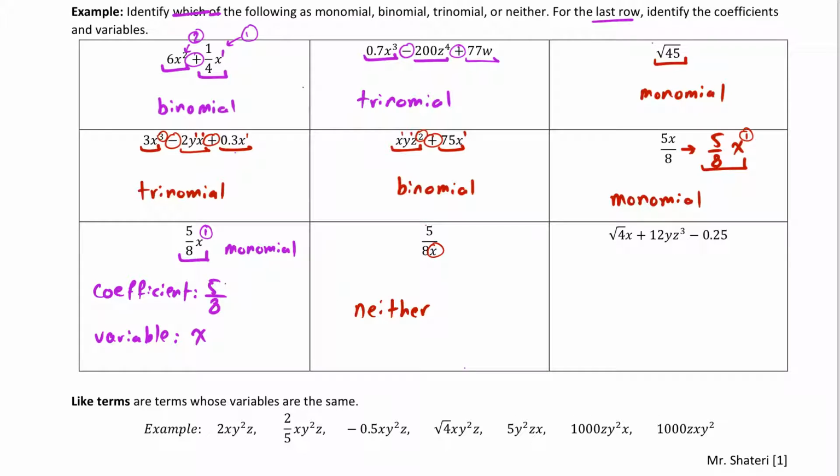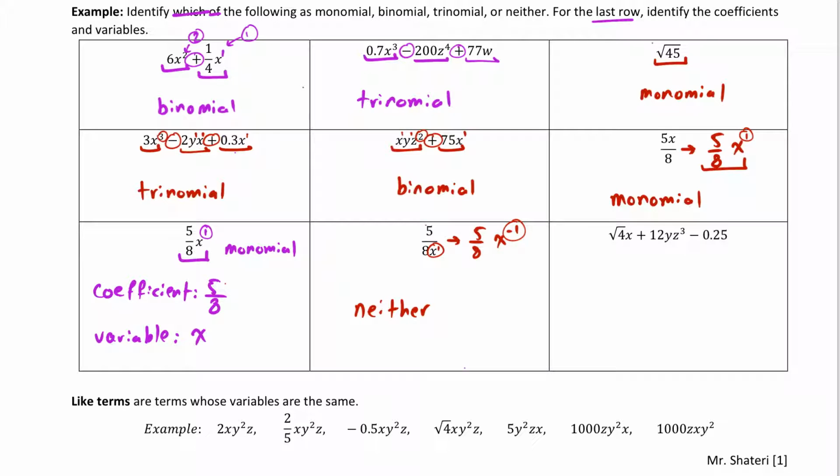Another way to look at it though is, I can look at this as 5 over 8, and since the exponent here is positive 1, but it's on the denominator, it's the same thing as saying x to the negative 1 when I bring it to the numerator. And you can see that the exponent is no longer a whole number, therefore it's no longer a polynomial.